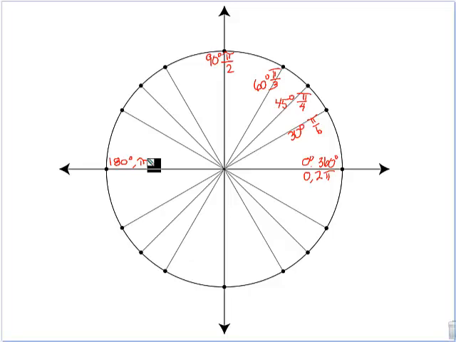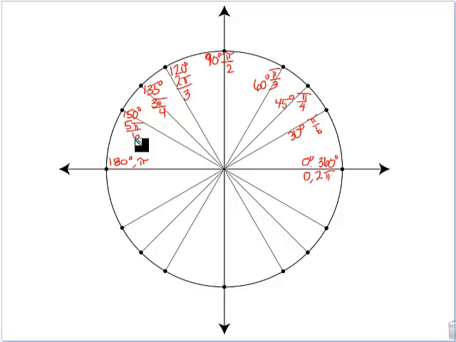What's the next measurement you got? 120 degrees. And what radian measurement did you get? Yeah, 2 pi over 3. So next one you got? 135 degrees. 3 pi over 4, yep. Next one down? 150 degrees. 5 pi over 6. And then we have 180 in pi.